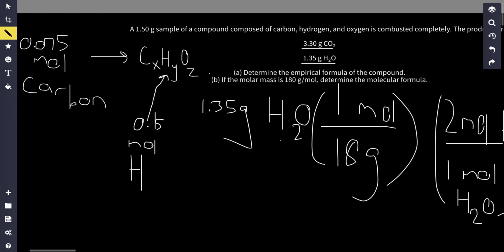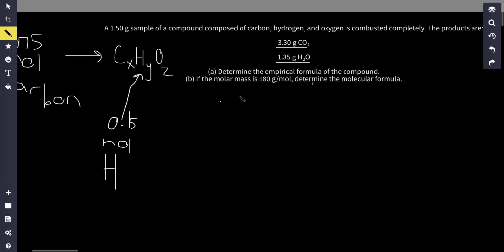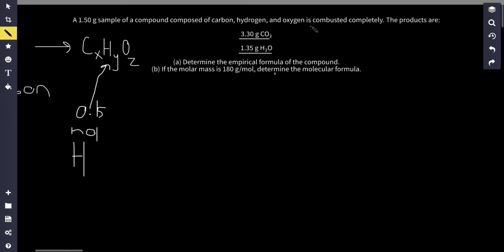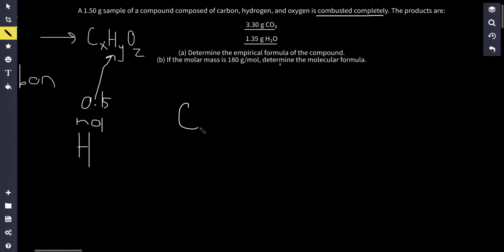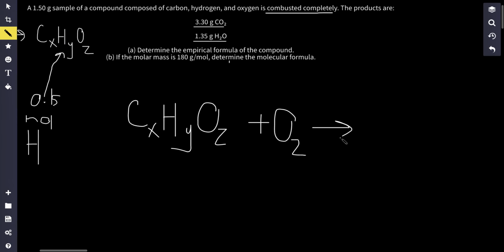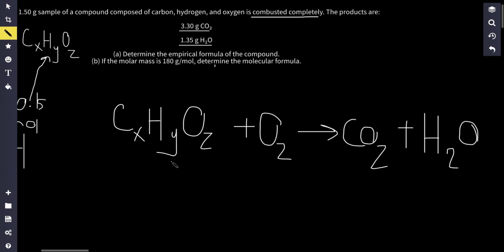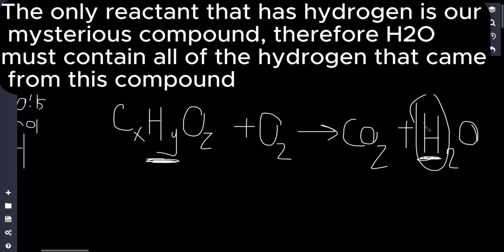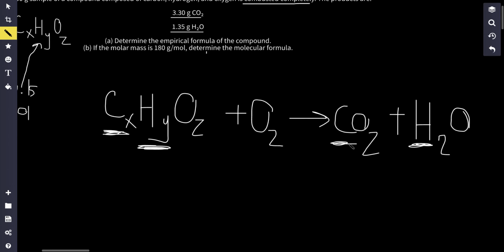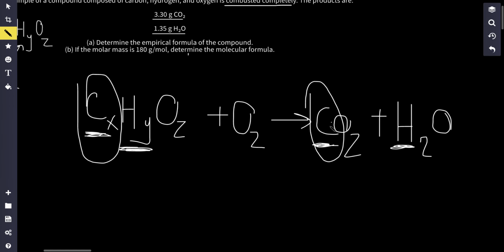And the problem with doing that is, remember that this is a combustion reaction. So we're going to have whatever mysterious compound that we have react with oxygen, and this is going to produce CO2 and water. Whatever amount of hydrogen that we have is going to be the amount of hydrogen in the water, because that's the only compound with H in it. Whatever amount of carbon that we have is going to be the same amount of carbon in CO2, because there's only 1 carbon in the CO2.